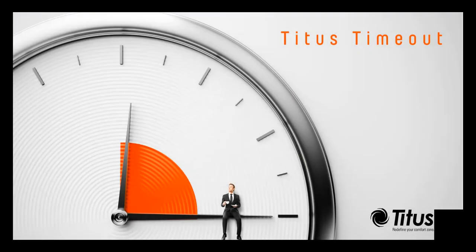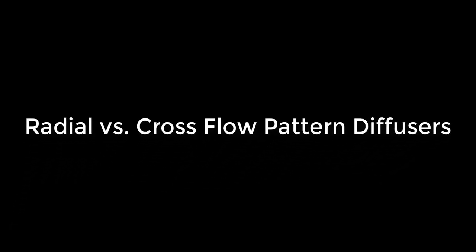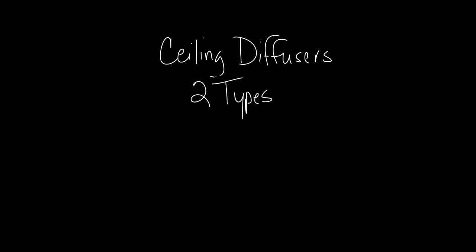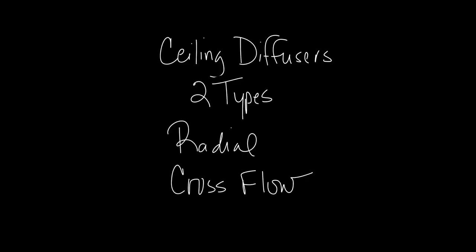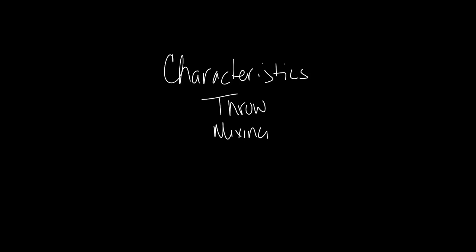My name is Chris Griffin, and today I'll be discussing radial pattern diffusers versus crossflow pattern diffusers. Ceiling diffusers can generally be broken down into two main types of discharge patterns. That is, radial pattern and crossflow pattern. Each has its own characteristics when it comes to throw, mixing, and sometimes aesthetics.